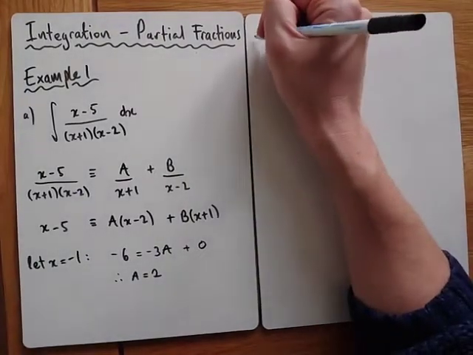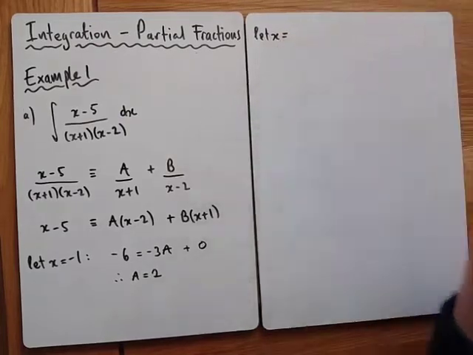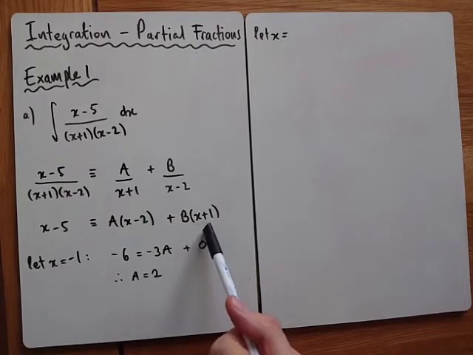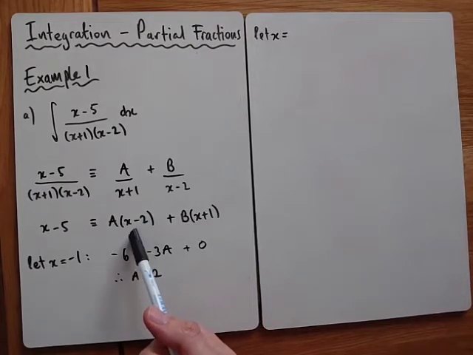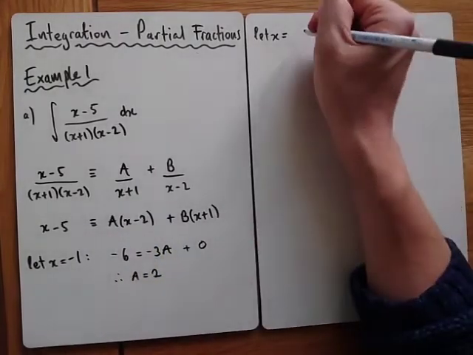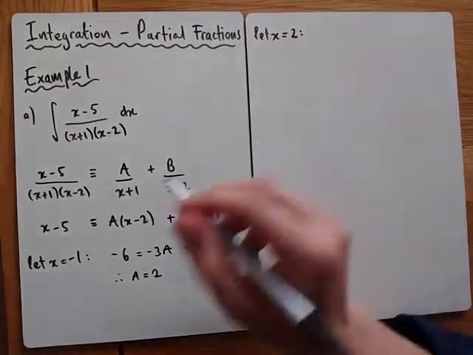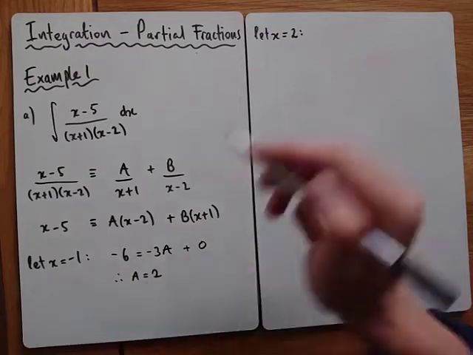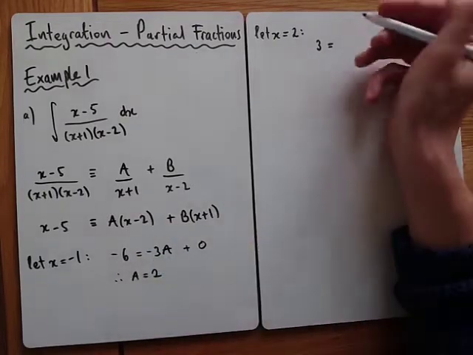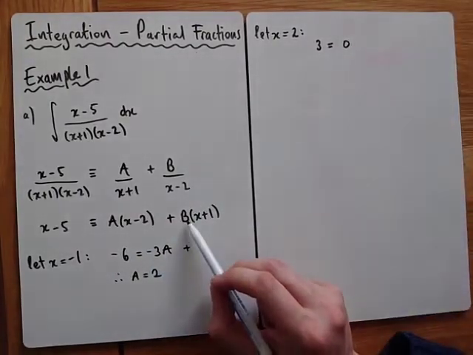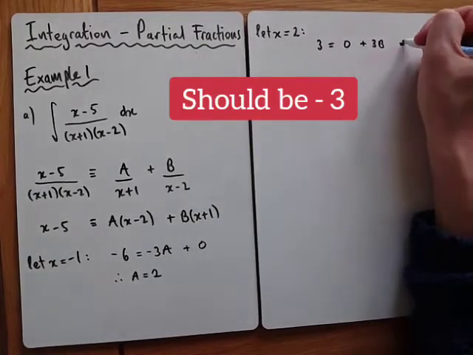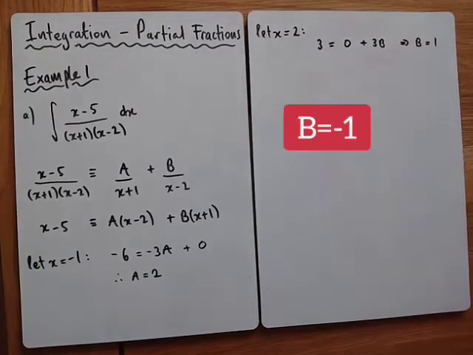Let's see what the next value would be. We've figured out what a is. Now we need to figure out what b is. If we want this bracket to disappear, we substitute x equals 2 in, and 2 minus 2 would disappear. So let's let x equal 2. We'd get 2 minus 5, which would be minus 3. Sub it into this, that becomes 0. Sub it into this, so 2 plus 1 would be 3b. So b would equal 1.